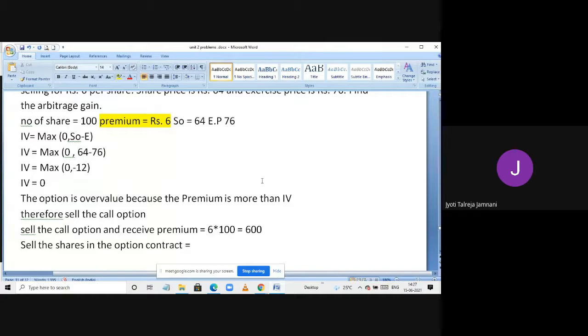Okay, so when we sell it in the option contract, we are going to sell it at the exercise price. So how much is the exercise price? 76 rupees. So you sell it at 76 rupees into 100. You're going to sell it for 7,600. So you sold the shares for 7,600. You received a premium of 600. Now, actually, before selling, you need to buy. So if Pakshal demands, Vinanti will first buy the shares from the open market.